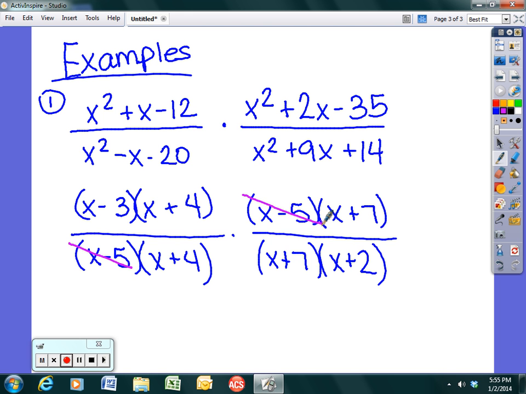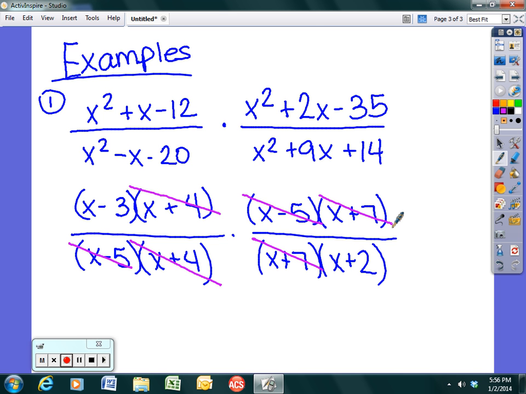We also have an x plus 4 in the top term on the left and an x plus 4 on the bottom term on the left. We can cross cancel those terms because they are alike. And we also have an x plus 7 on the top right term and an x plus 7 on the bottom right term. So we can cross cancel those because those are alike.